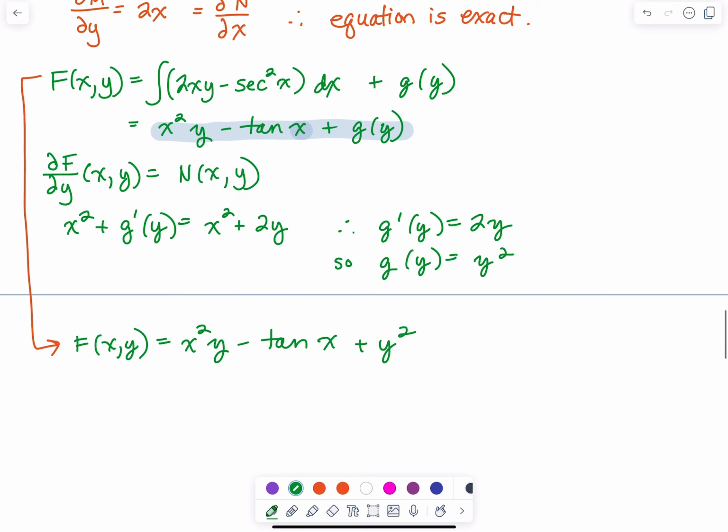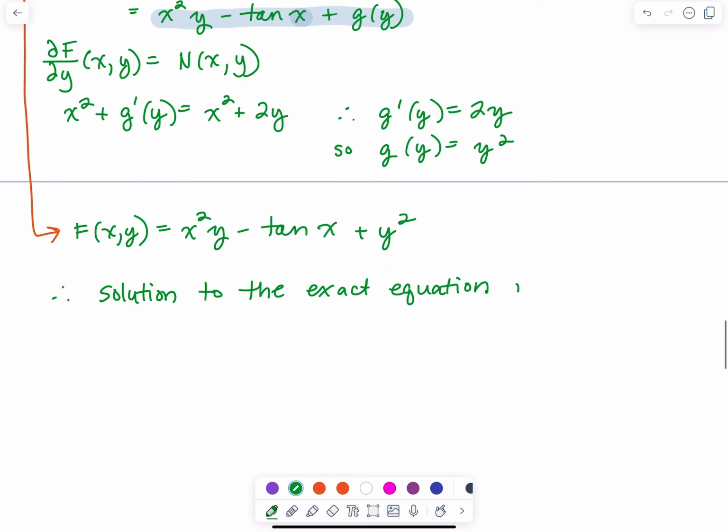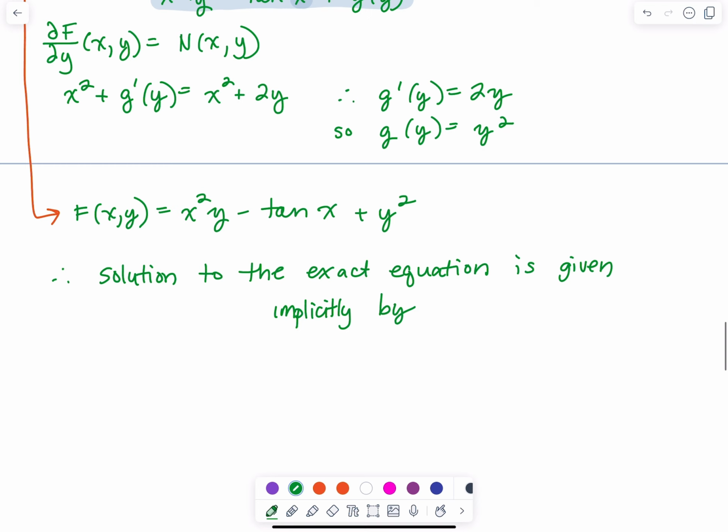And the solution to the exact equation is going to be given implicitly by x squared y minus the tan of x plus y squared is equal to c.